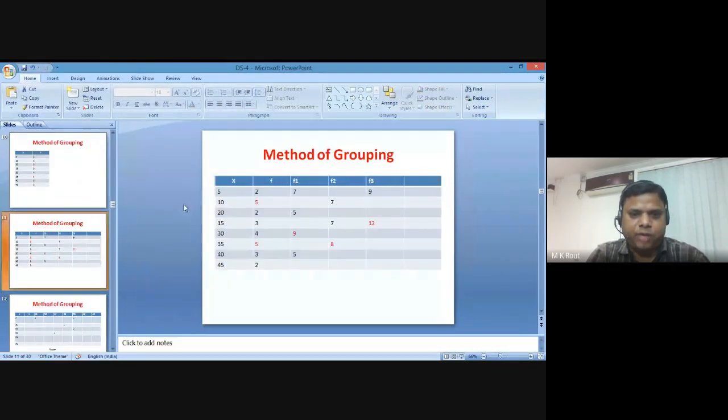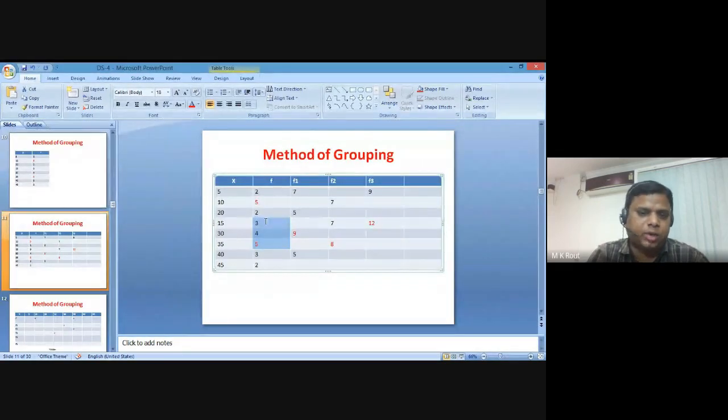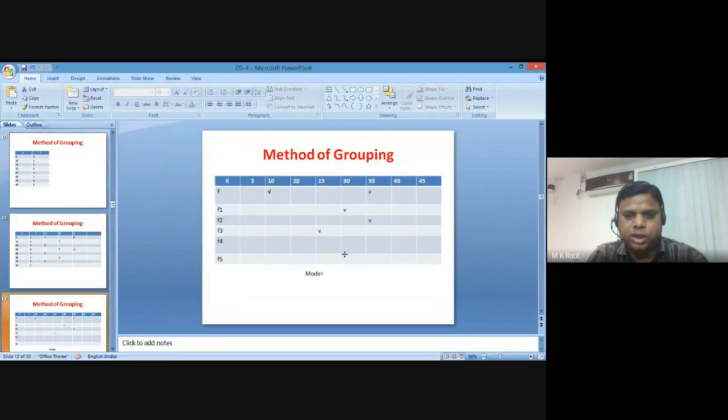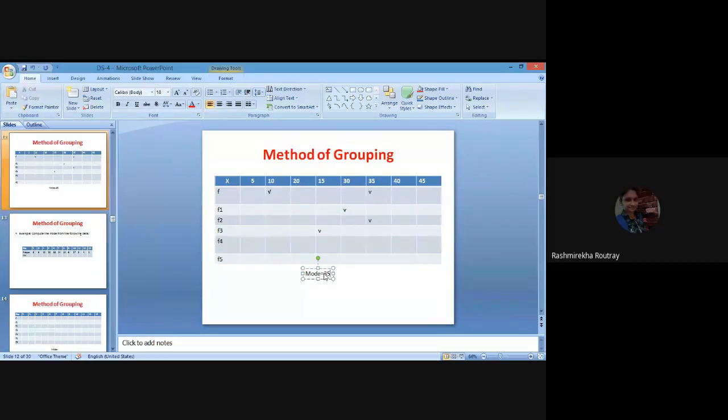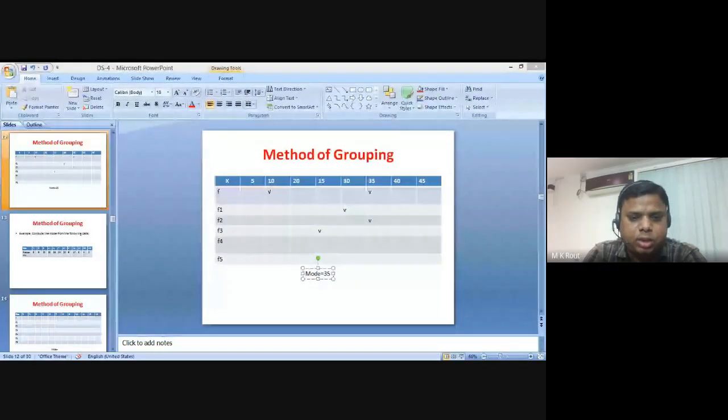Similarly, if you calculate 2 plus 5 plus 2, that is 9, and 3 plus 4 plus 5, that equals 12. 12 is the highest, and that refers to 15. So that's why I mentioned 15 here. So as you see in the table, 35 appears the highest number of times. So the mode value is 35. Is it clear to all? Yes, sir. If anybody has a doubt, they can ask freely.